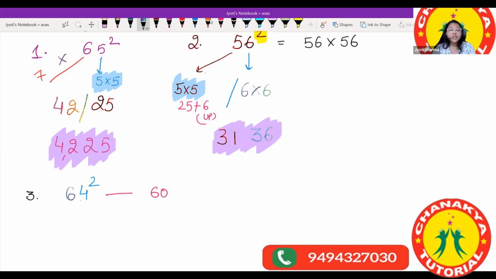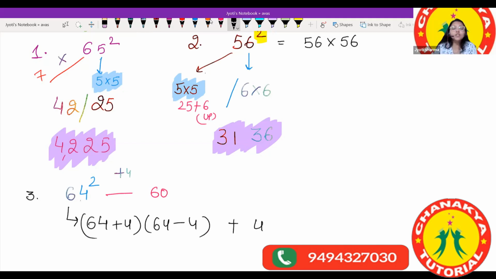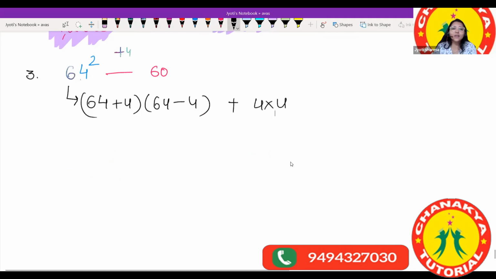Now, if I say 64 is 4 extra from 60, that means it is more, plus 4. So what you are going to do is take the original number. Whenever we are doing anything, we take the original number: 64 plus 4, 64 minus 4, plus this gap squared, 4 into 4. That's it. Just solve it. You are going to get your answer.